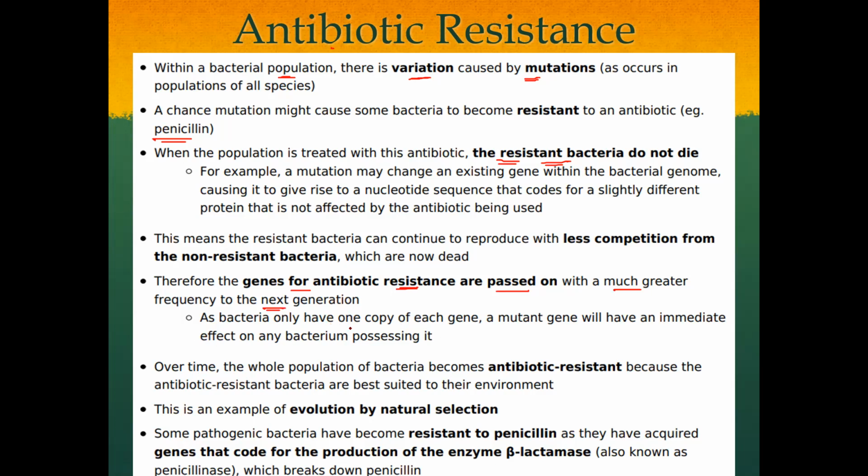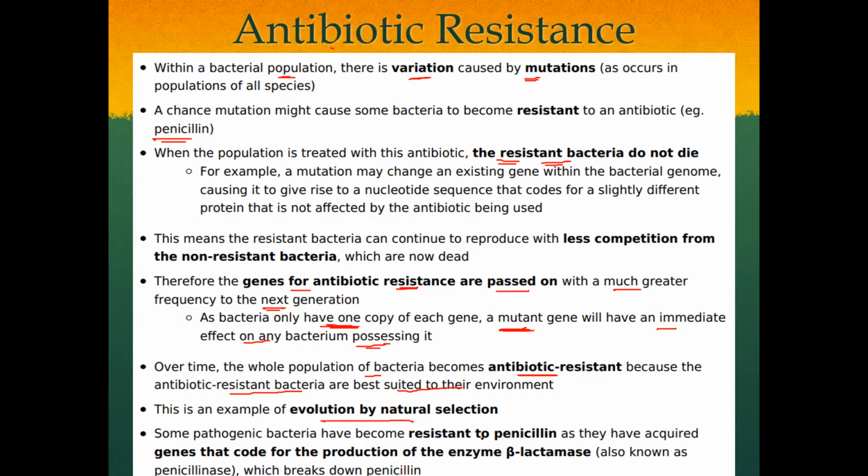So bacteria can only have one copy of each gene. If a mutant gene arrives, it will have an immediate effect on any bacterium possessing it, because bacteria are prokaryotic, just one cell, so it only has one copy. If that copy is mutant, then when it replicates it will definitely be there in the daughter cells as well. Over time, the whole population of bacteria becomes antibiotic resistant, because the resistant bacteria are best suited to the environment. They need to survive, so this definitely favours them. So this is an example of evolution by natural selection.